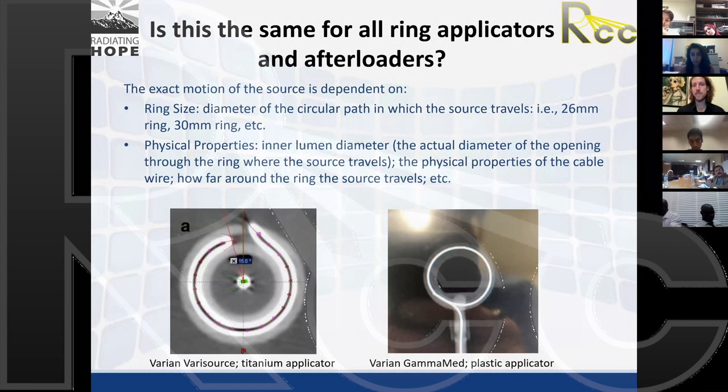Here's just an example of 2 different rings from Varian. And you can see one is less than 360 degrees. One goes all the way around, and some it's more than 360 degrees. All these different things factor into how your source behaves.